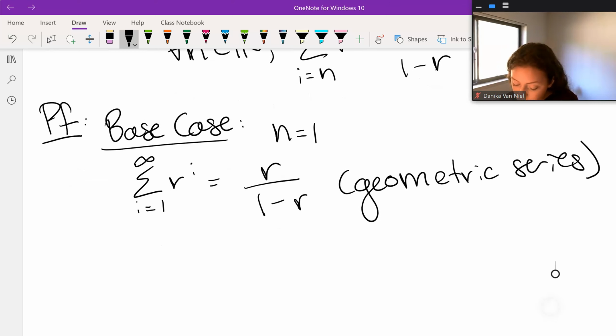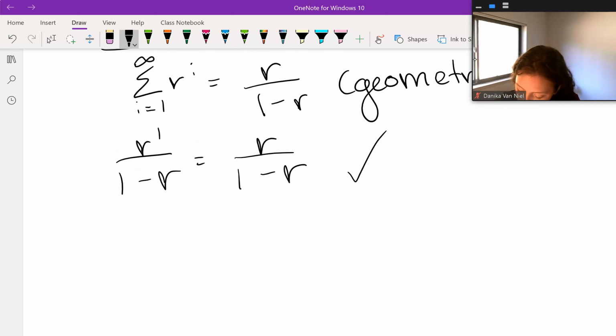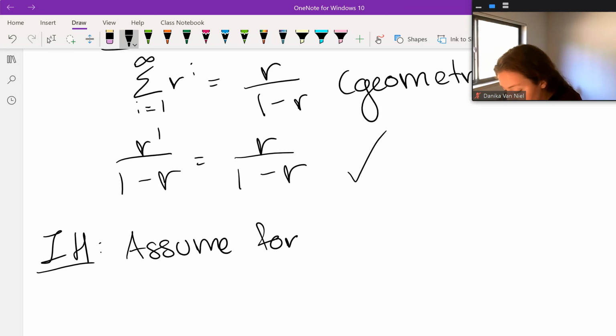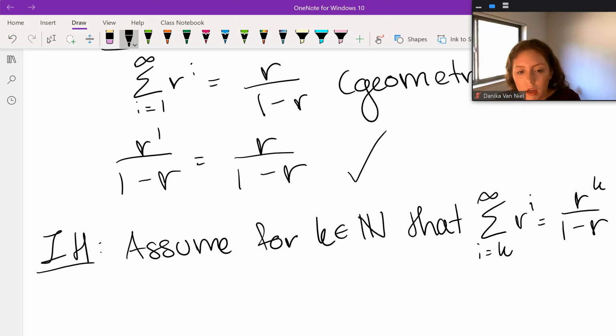Okay, cool. Well, fun fact, r to the 1 over 1 minus r is also r over 1 minus r. Therefore, we're done. Or you can say they're equal, so we're done. Okay? All right. So inductive hypothesis. Assume for k in the naturals that the summation from i equals k to infinity of r to the i equals r to the k over 1 minus r. Okay? All right.